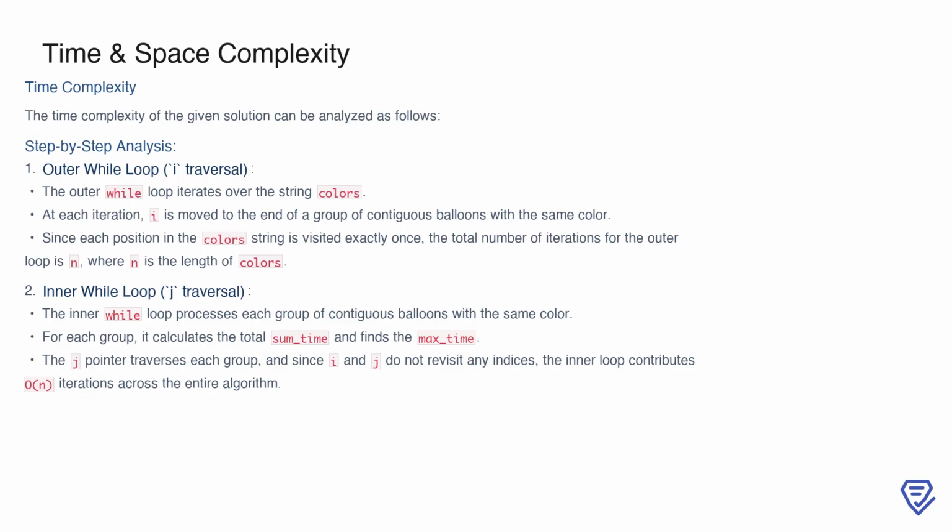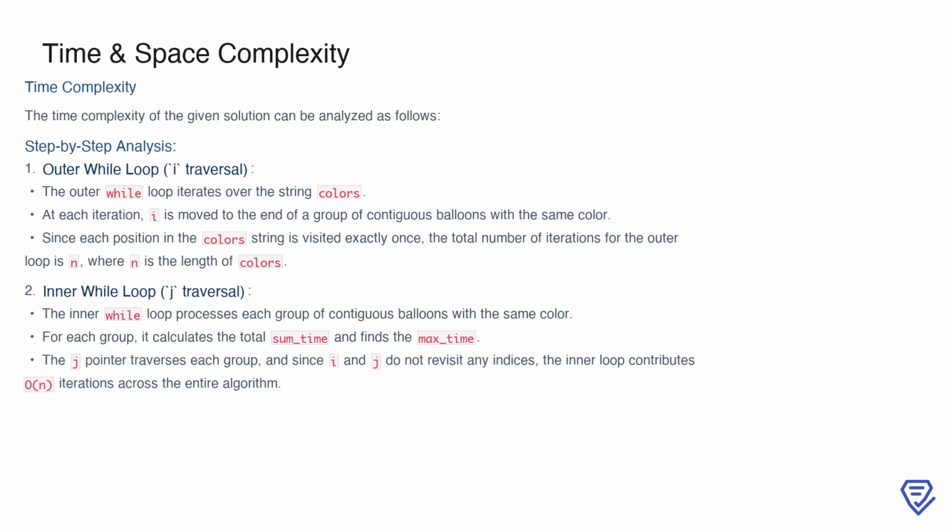This loop iterates through the string colors using the variable i. At each step, i advances to the end of a group of contiguous balloons that share the same color, ensuring that each position in the string is visited exactly once. As a result, the total number of iterations for the outer loop is proportional to the length of the string, denoted as n. Next, we have the inner while loop, which processes each group of contiguous balloons.